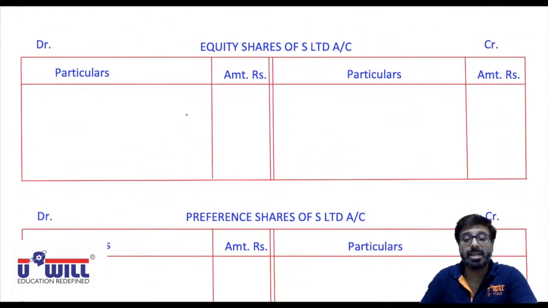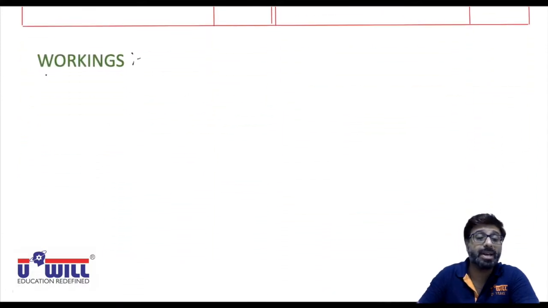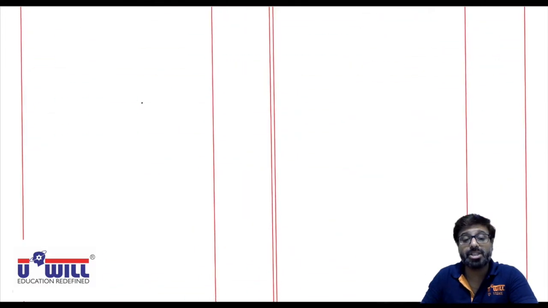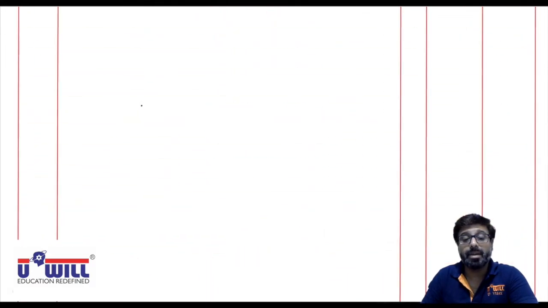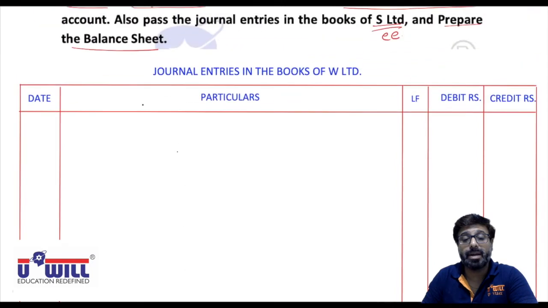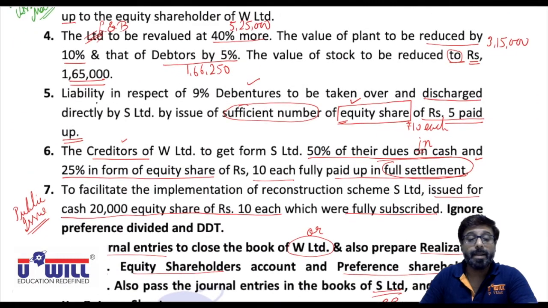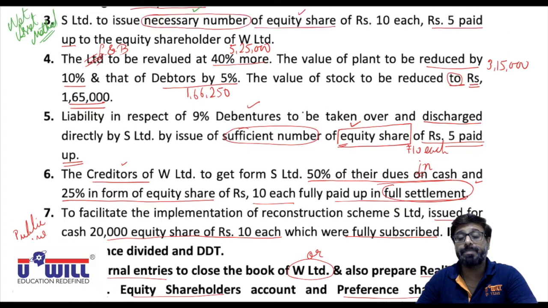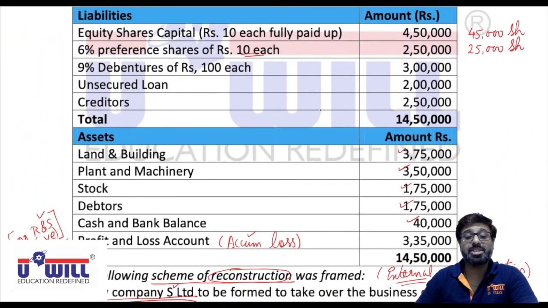First, we will make the workings of debentures and creditors. Two workings will come here because even for creditors, how the settlement is done is complicated. First, regarding debentures, what is given to you? All of you look at adjustment number 5. Liability in respect of 9% debentures is to be taken over and discharged by S Limited by issue of sufficient number of equity shares of rupees 10 each but 5 paid up. Now, they are to be discharged at book value only.